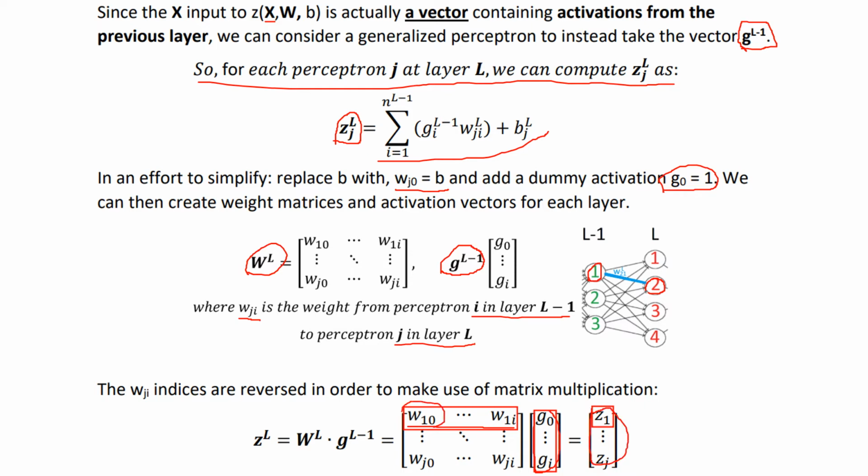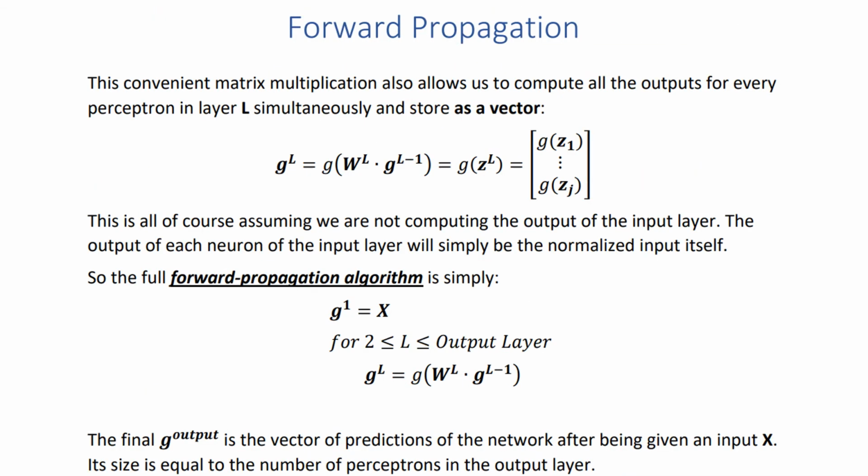W_10 we said was the bias, and for g_0 we had a dummy value of 1. So this z_1 value right here is just the bias, and then everything else in this vector is coming from this part right here. The reason we do that is because now we have the weighted sum in vector form, very nicely and neatly defined as the weight matrix for that layer dotted with the activation vector of the previous layer. So we continue to propagate these activations forward.